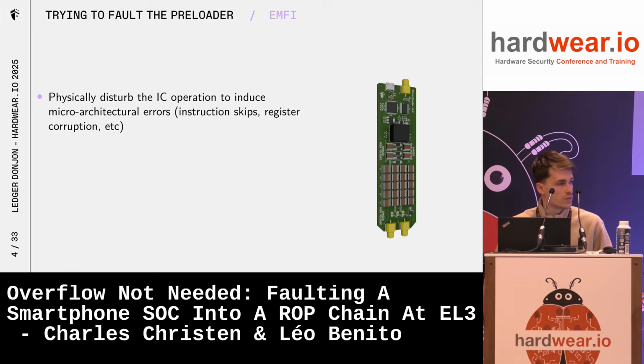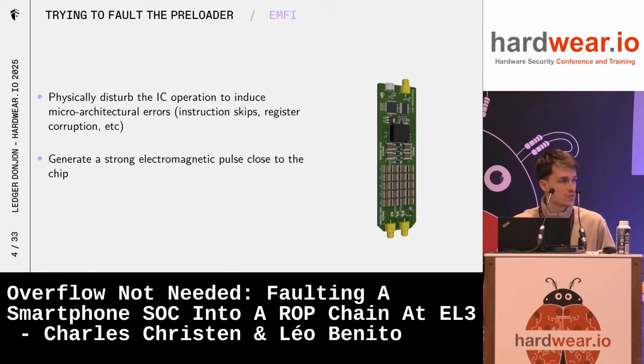So, what is a fault injection attack? A fault injection attack is a type of attack where we try to physically disturb the IC operation in order to induce architectural errors such as instruction skips, register corruption, or instruction corruption. And by leveraging these side effects, we can, for example, bypass security checks. So it really opens up new doors for attacks where there are no software bugs.